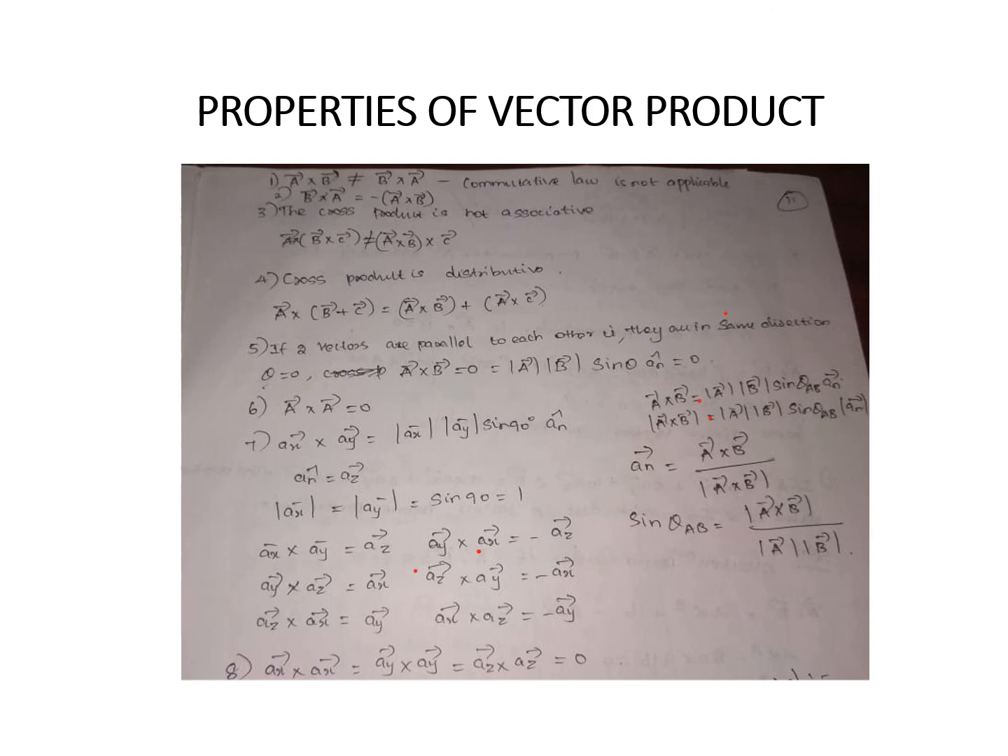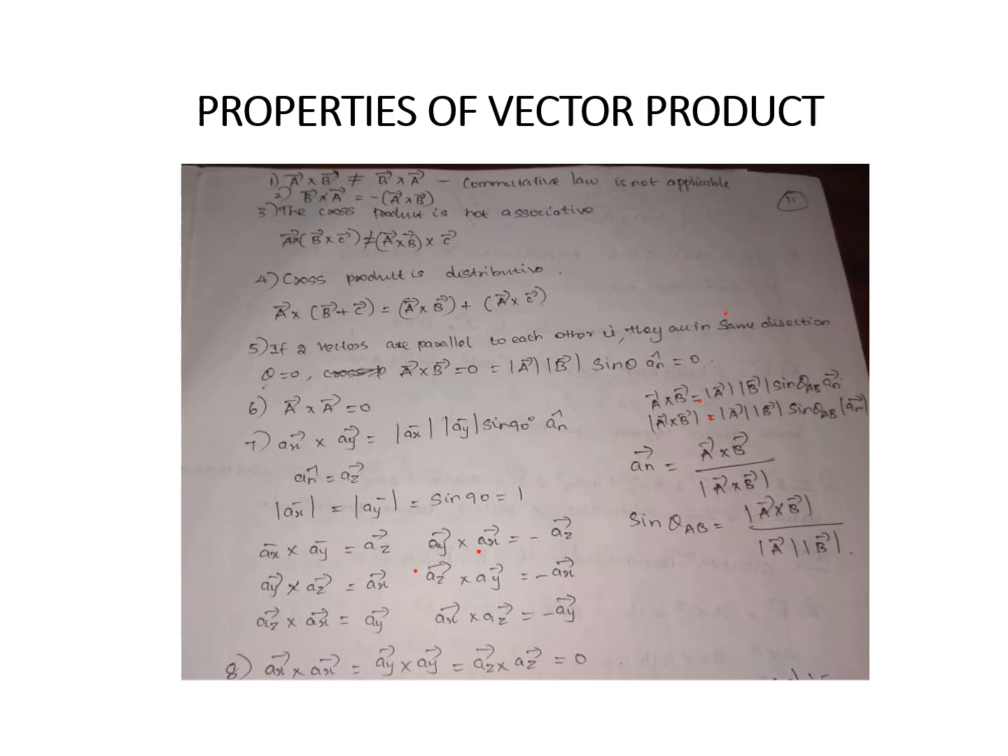Seventh one: Ax vector cross Ay vector. Two perpendicular vectors, so the angle is 90 degrees. So magnitude of Ax vector, magnitude of Ay vector, sine 90 degrees into an cap. Sine 90 is 1, and the magnitude of Ax vector and magnitude of Ay vector is equal to 1, because the magnitude of a unit vector is equal to 1. So we'll get the answer an vector or an cap, the perpendicular vector, that is, the answer is equal to Az vector. Because the z vector is perpendicular to both the x and y vectors.